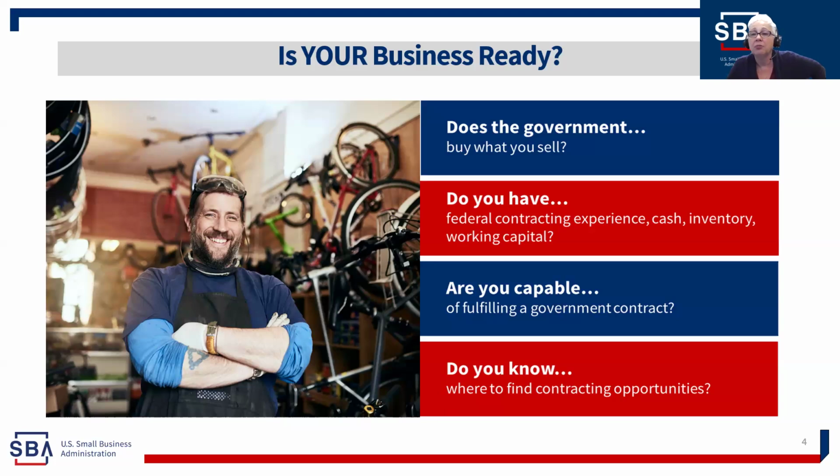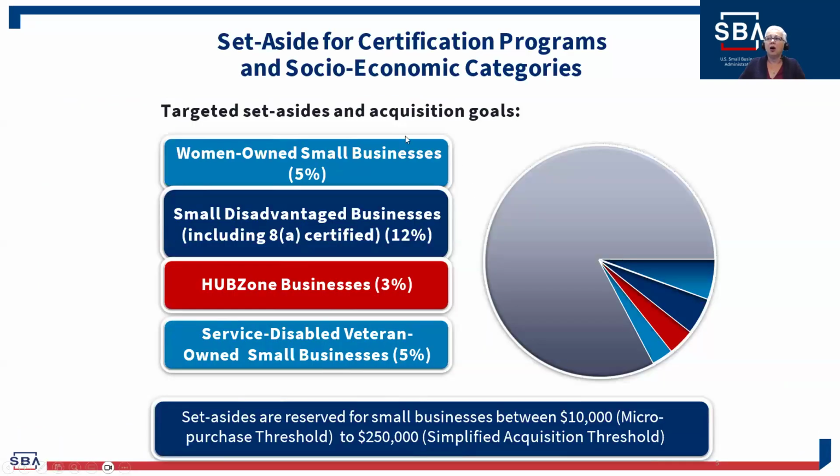If you're in construction, there's bonding that needs to happen. Do you have the inventory? If I'm going to supply 1,000 cases of copy paper, I say, yes, I can do 1,000 cases of copy paper. I need to show that either I have that on my inventory or I have the cash or the credit available to purchase that inventory and to manage that inventory and deliver it. And that's where we come in with working capital. Are you capable of fulfilling a government contract? We went over that. And then the market research. So it's some very basic questions to start asking yourself.